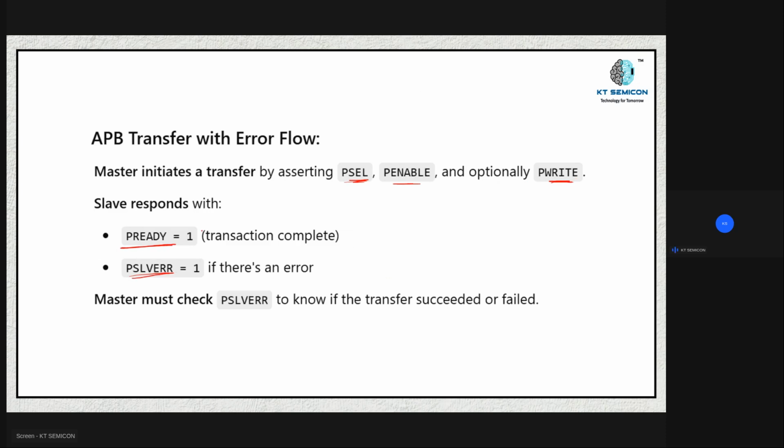So the slave is not going to provide PSLVERR individually. It should provide PSLVERR together with PREADY equal to one. So if the slave wants to report any error, then it is going to mark PSLVERR to one, and it should also provide PREADY equal to one. Then only the master will come to know whether there is an error or not. So the master must check PSLVERR to know if the transfer succeeded or failed.